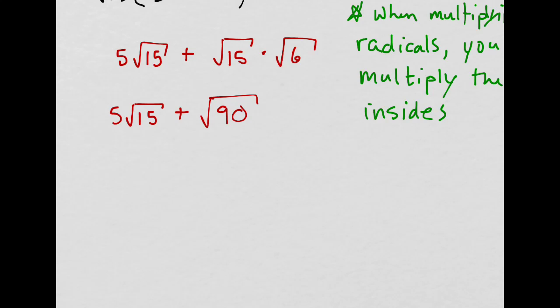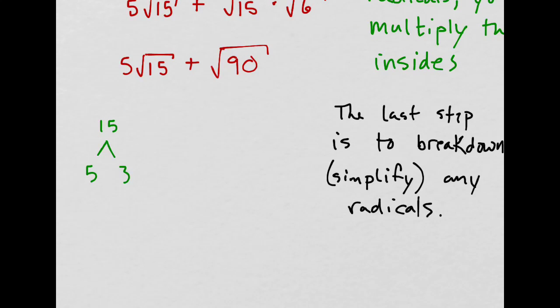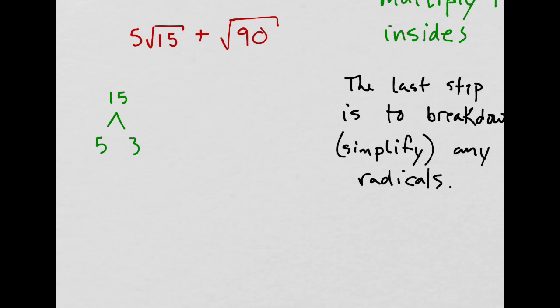If I try to break down the 15, well, the last step is to break down or simplify any radicals. Let's see what happens. So here, let's try and break down 15. That's just 5 times 3. And remember, our goal was to rewrite these numbers as something squared. We don't have anything squared. It's just 5 times 3. So we have to leave it. Even though there's a 5 on the outside, this 5 is on the inside, so it's not really squared. So we'll just have to leave that one because we can't break it into anything that's a perfect square.